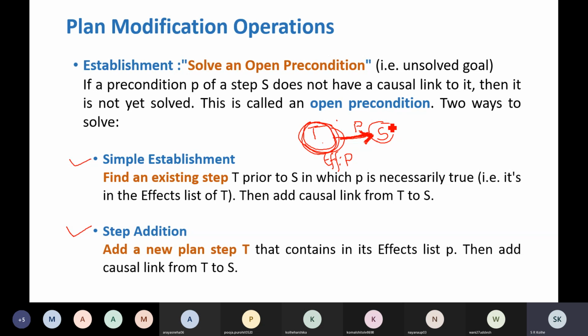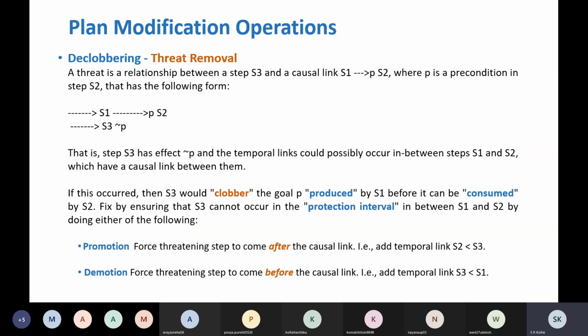Because this is an important concept which you will be using while developing a partial order plan. Understood up to this? Yes, sir. Yes, sir. Okay, so move further.